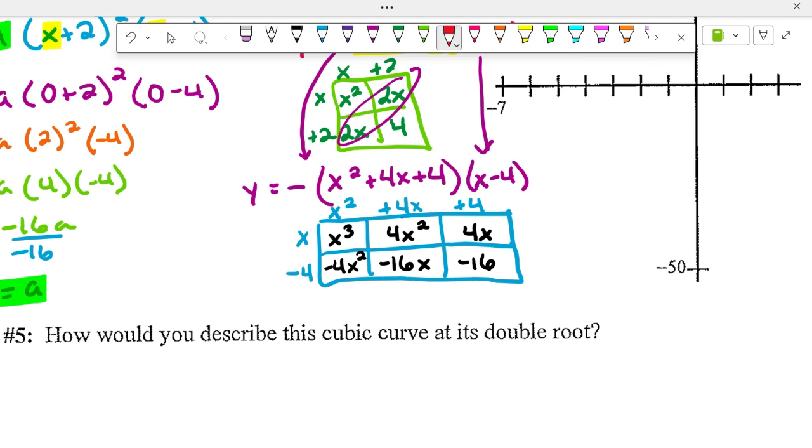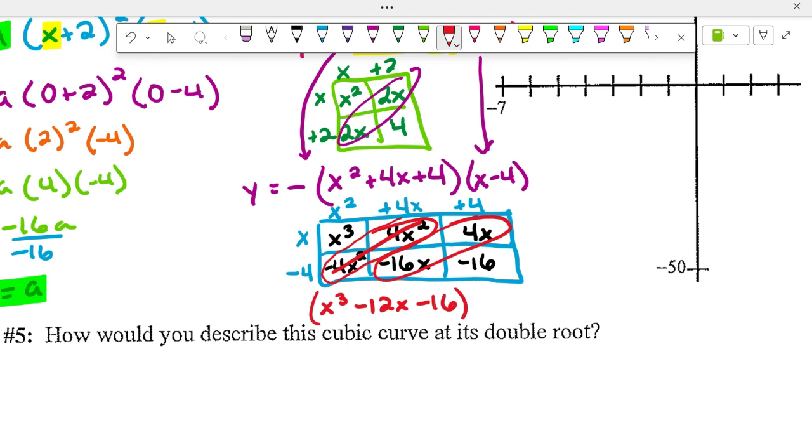Then I pull it out and combine like terms. So my like terms are my x squareds and my x's. What happens to my x squareds? If I add negative 4x squared and 4x squared, what happens to them? They cancel out, so I don't even have to include them. All right, so I have x cubed. What's negative 16x plus 4? Minus 12x minus 16. And what am I missing?